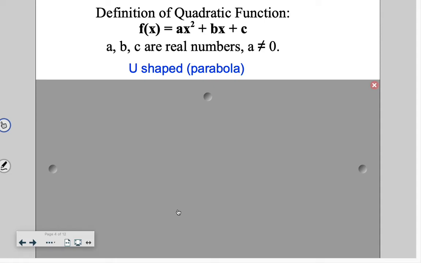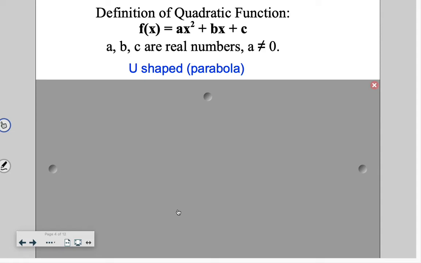Where a, b, and c are real numbers, but a cannot equal 0. And as always, anytime you have a quadratic, it's U-shaped, it's in the shape of a parabola. Like I said, this book calls this the definition of a quadratic. You're going to hear me call this most of the time standard form. Okay, and I'll talk about that a little bit later on.